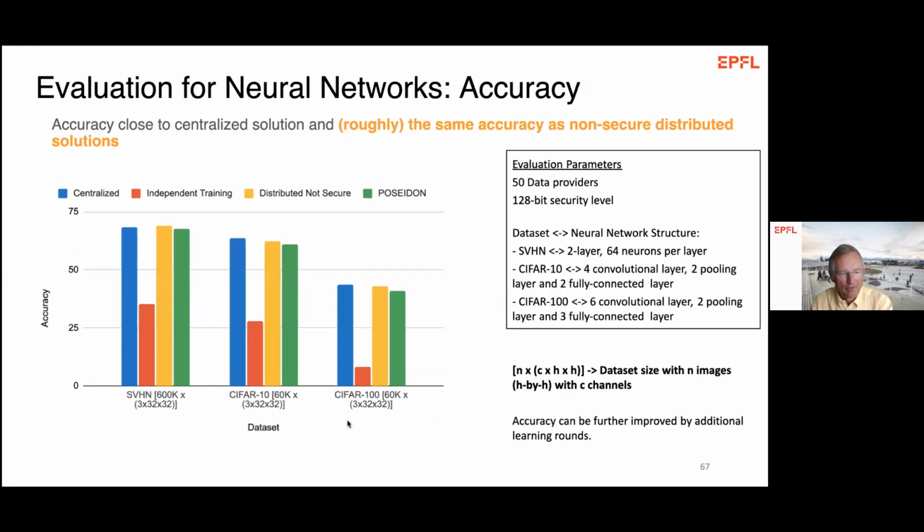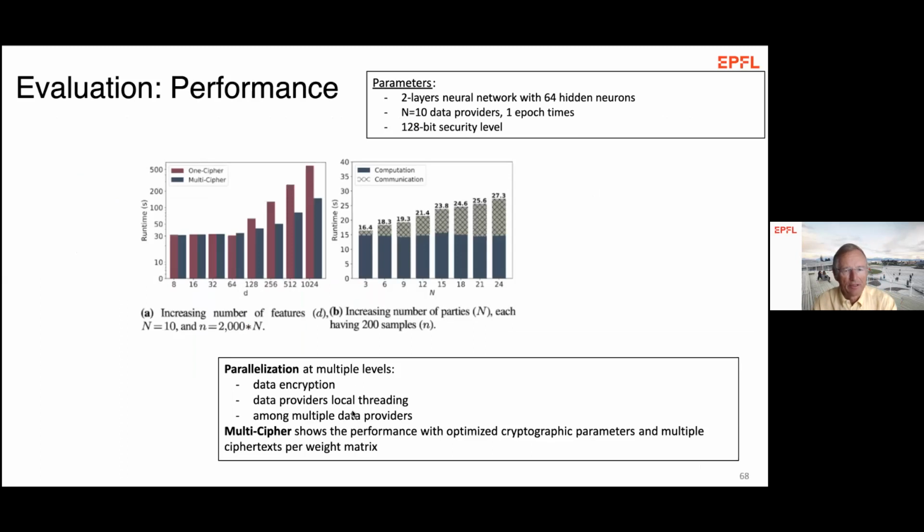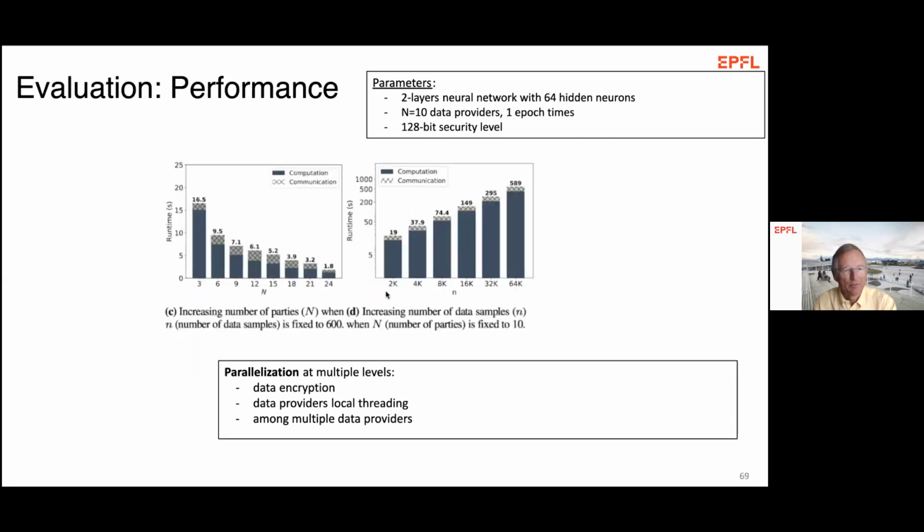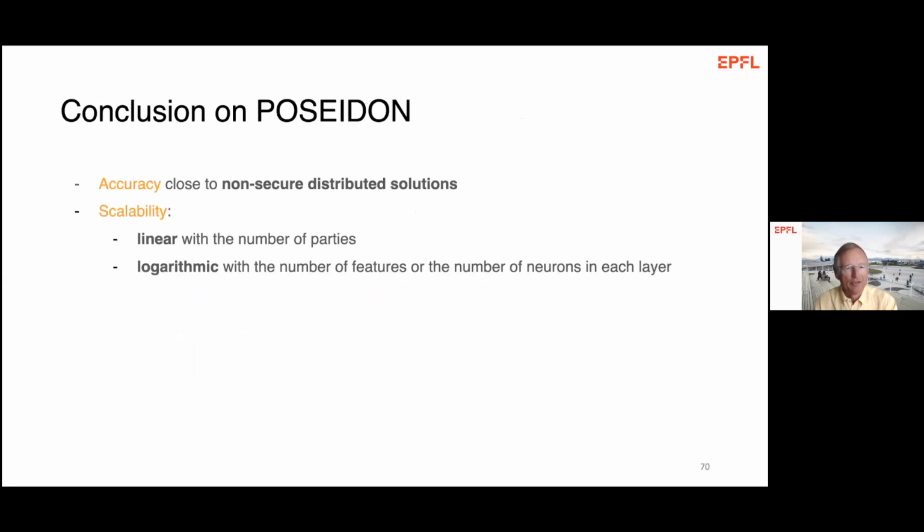So these are more examples. On this one, it worked actually better, including the CIFAR-10 and CIFAR-100 data sets that are known to those who are in machine learning. Performance, here it's relatively fast on this specific example. Okay, I'll spare you the details. So to conclude on this, we have seen that the accuracy is close to non-secure distributed solutions, and the scalability is linear with the number of parties and logarithmic with the number of features, or the number of neurons in each of the layers of the model.